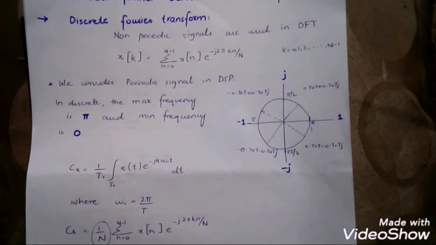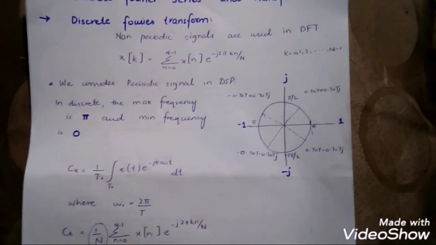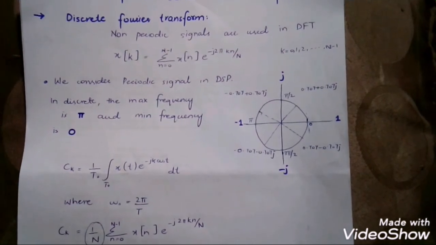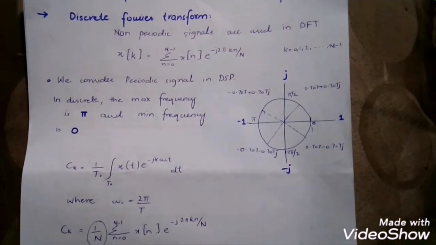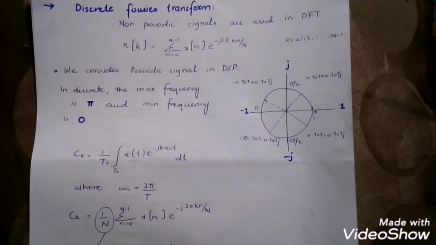We can see that the maximum frequency is pi and the minimum frequency is 0 in discrete Fourier transform. So at 0 the value is 1 and at pi by 2 the value is j, at pi the value is minus 1 and at 3 pi by 2 the value is minus j.